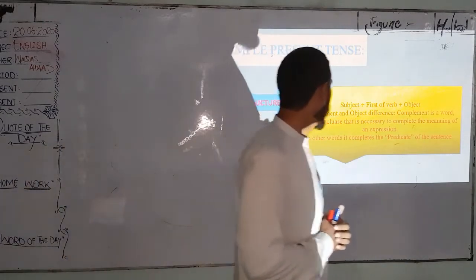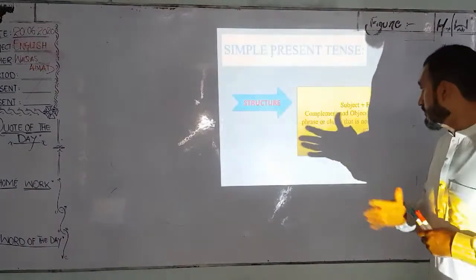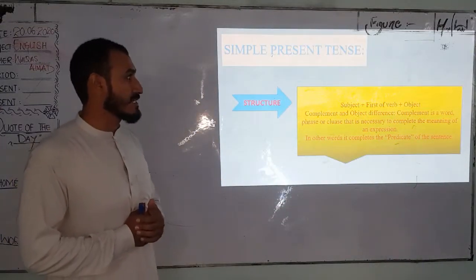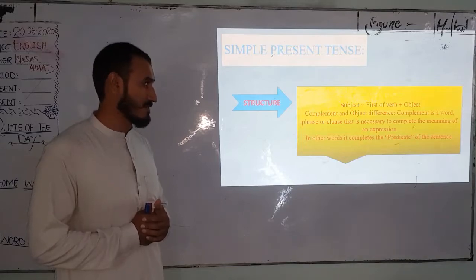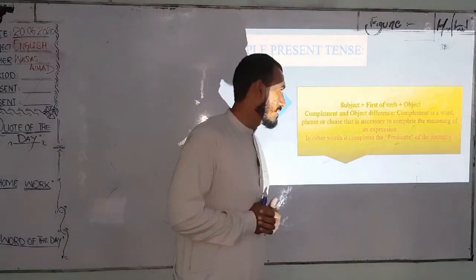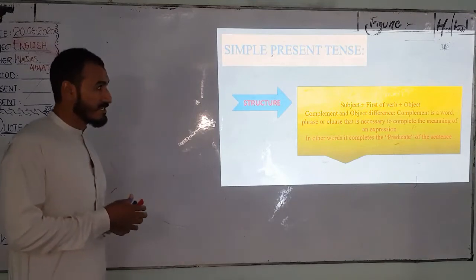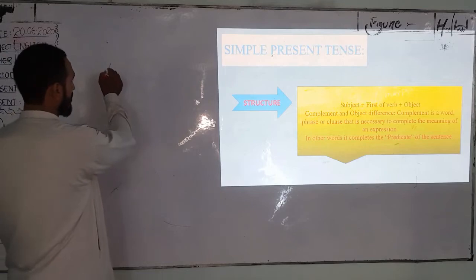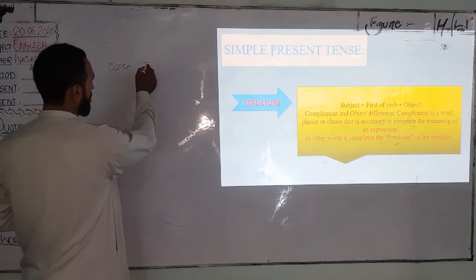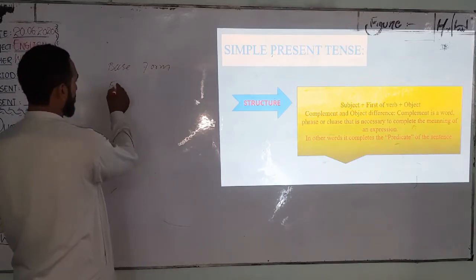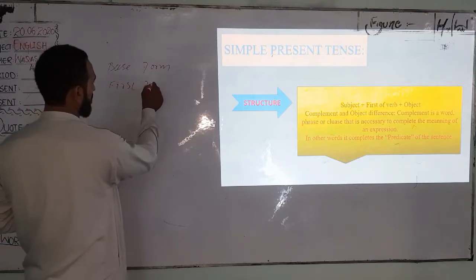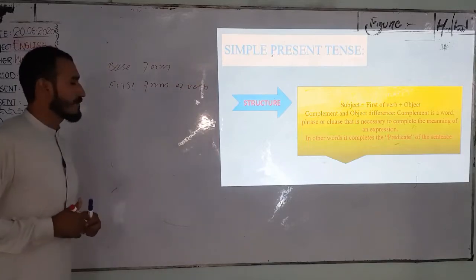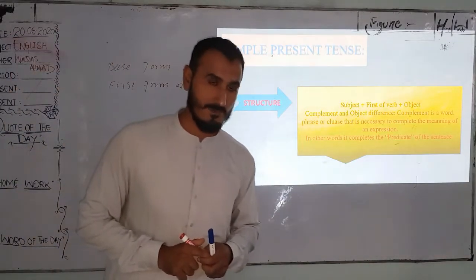Now, simple present tense. Simple present tense formula: subject plus first form of verb plus object. Subject, verb, and object. What is first form of verb? We have one base form of the verb and one first form of the verb. What is the difference between first form of the verb and base form of the verb?